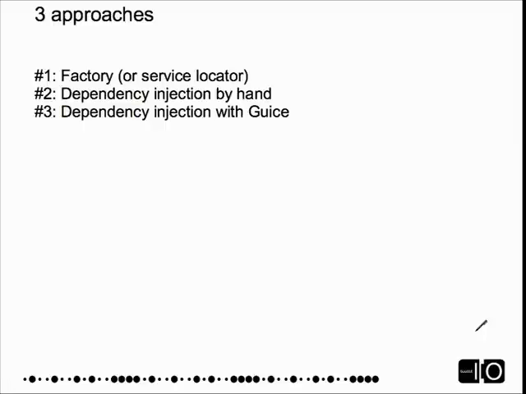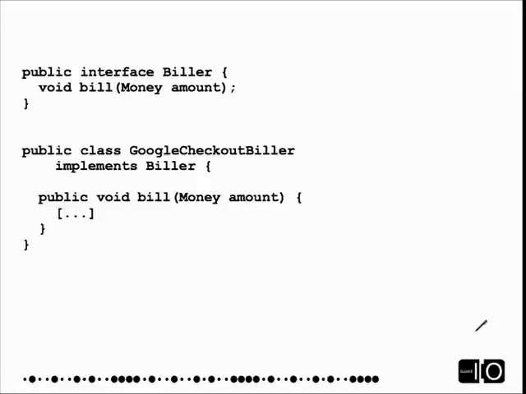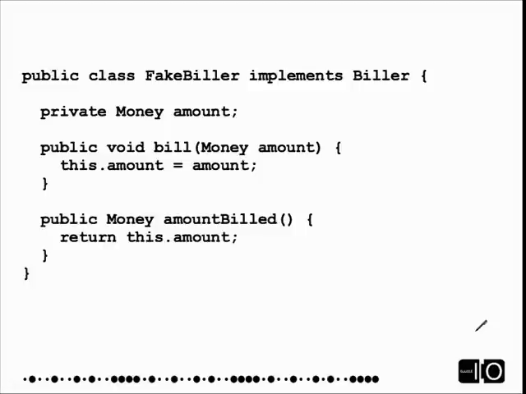I'm going to zoom through three different approaches, showing how the code would look before Guice came in, with manual dependency injection, and then using Guice on top of the manual dependency injection. So imagine that we have an interface of a biller. We have a real implementation of that biller, a Google Checkout biller, very simple thing. And then we have a fake implementation of that, which is useful for us to test. That's all about testing, GuiceBerry.